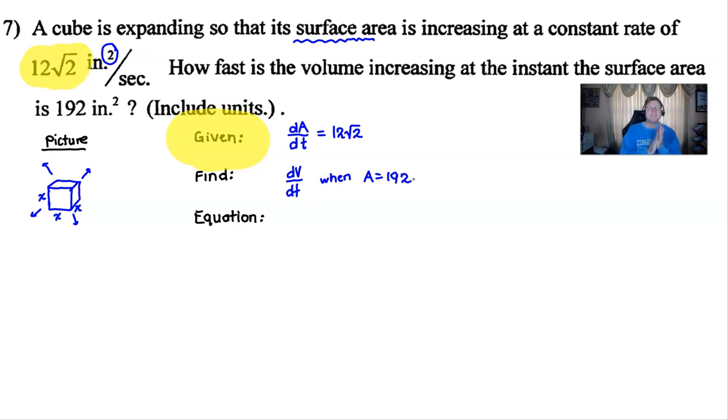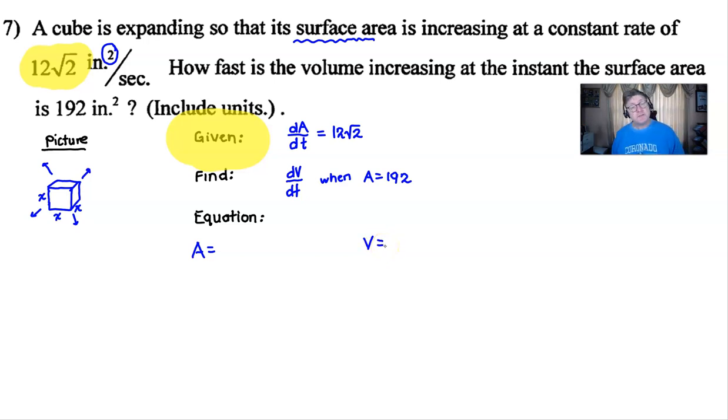Okay, now this is a little bit more complex than some of our more run-of-the-mill how fast is the volume changing problems, because we have this connection to the surface area as well. And so the equation that we're going to look at might involve more than one. And so in that particular instance, we've got the idea of the surface area and the idea of the volume. But let's go ahead and list what those two formulas are going to be separately and see if we can come up with some strategy here.